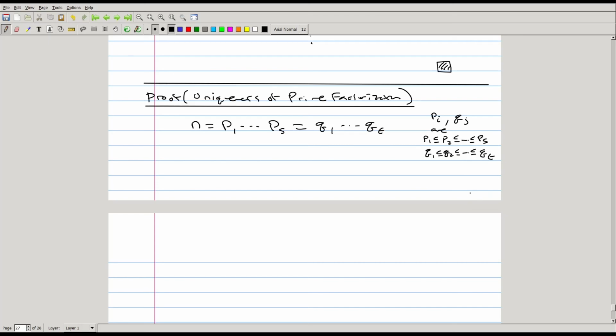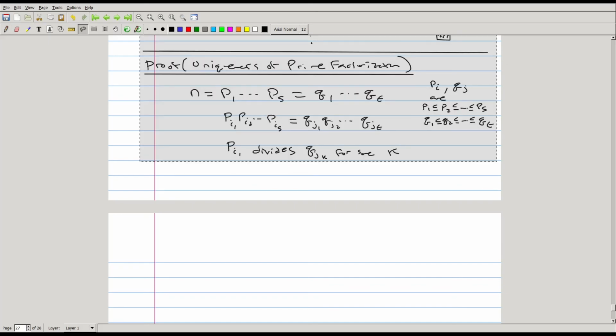We can go through and divide common primes from both sides of this equation, up until the point where we have a distinct number on both sides of the equation, specifically pi1 times pi2 all the way up to pis, and qj1, qj2 all the way up to qjt, where no prime occurs on both sides of the equation, and s and t are positive integers.